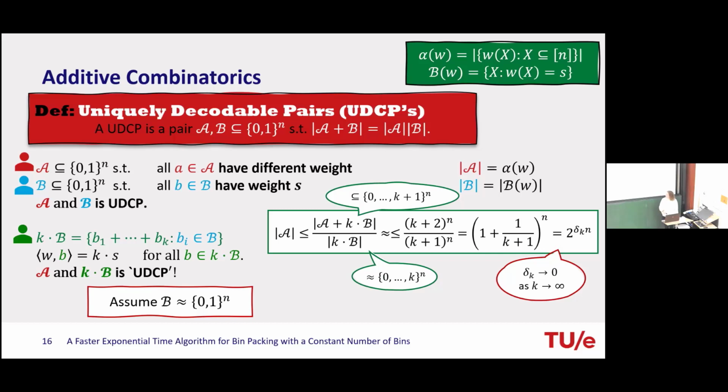Yes, so I think that's everything I wanted to tell you. So, yeah. Sorry, so in the bound, what assumptions did you use in the inequalities? Like, the UDCP assumption is used where? The UDCP assumption is used in the very first one. So I bound the size of A by the size of A plus K times B divided by the size of K times B. Where is that equality? It should be equality. Okay. Yeah. I see. Yes.